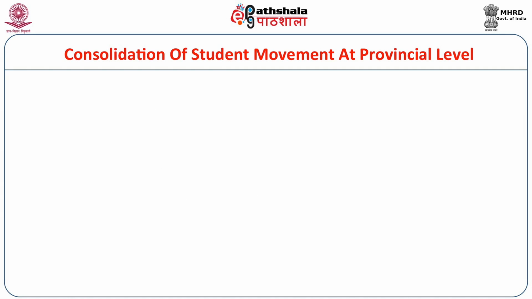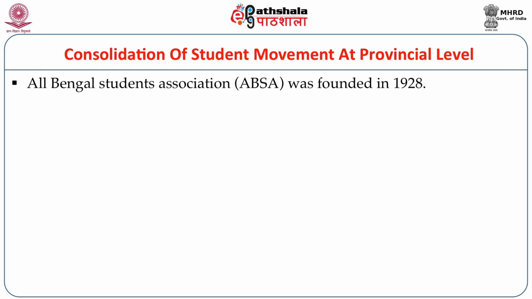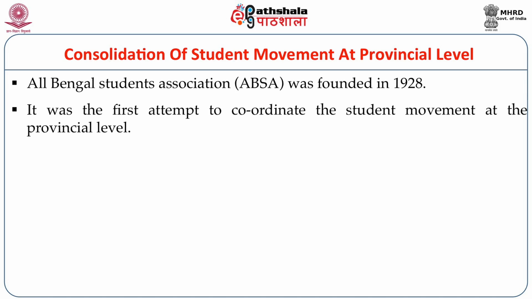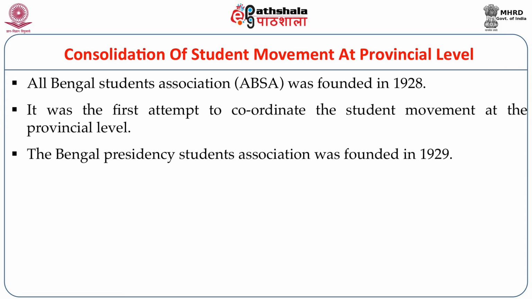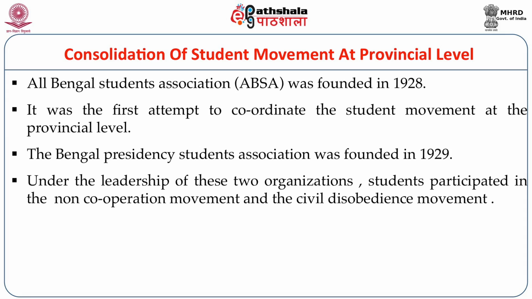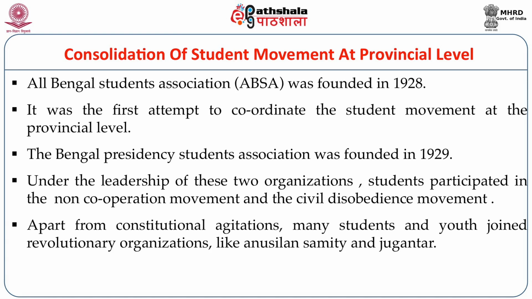Now, let's look at how the student movement was consolidated at the provincial level. All Bengal Students Association, ABSA, was founded in 1928. It was the first attempt to coordinate the student movement at the provincial level. The Bengal Presidency Students Association was founded in 1929. Under the leadership of these two organizations, students participated in non-cooperation movement and the civil disobedience movement. Apart from constitutional agitations, many students and youth joined revolutionary organizations like Anushilan Samiti and Jugantar.